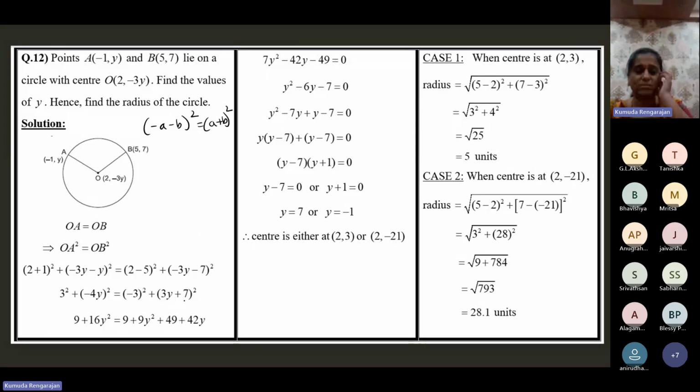So you can see 3y plus 7 the whole square, expand that, and then simplify, bring all the terms to one side. You get a quadratic equation. And so here I've divided by 7 throughout. So you get a simpler equation. Y square minus 6y minus 7 is equal to 0. Split the middle term and find the two values for y. So y is 7 or minus 1. Okay. So here are the coordinates of O.